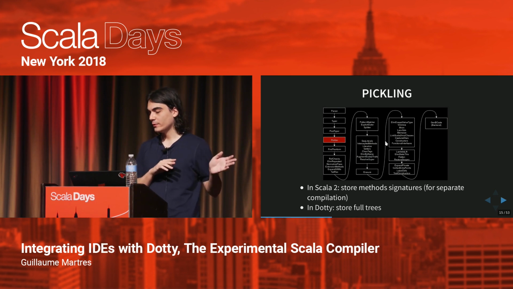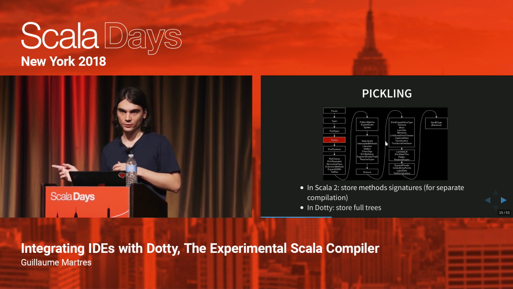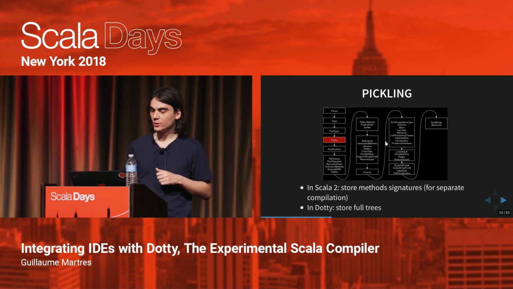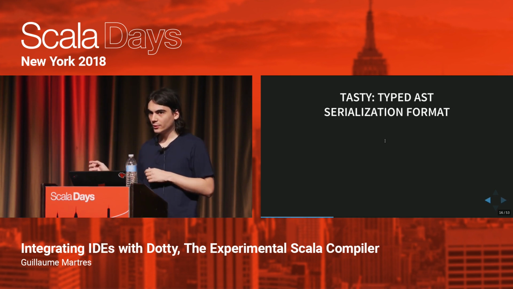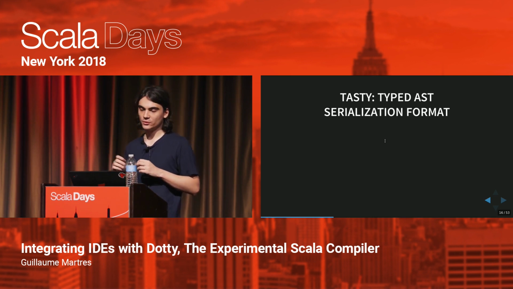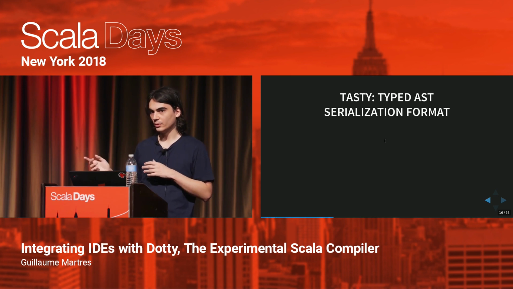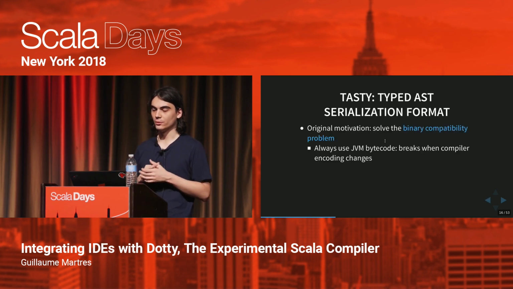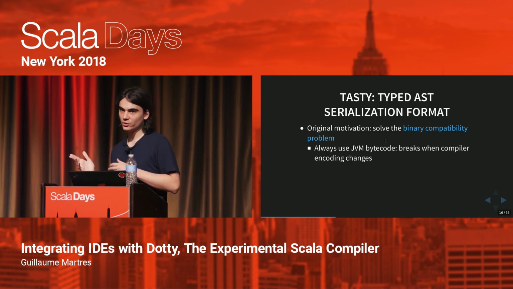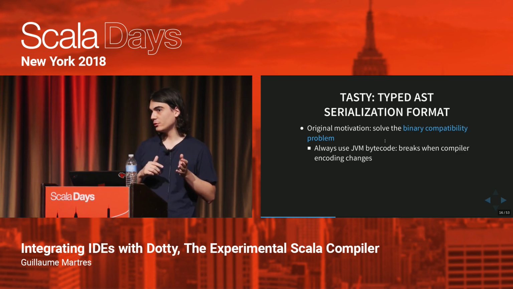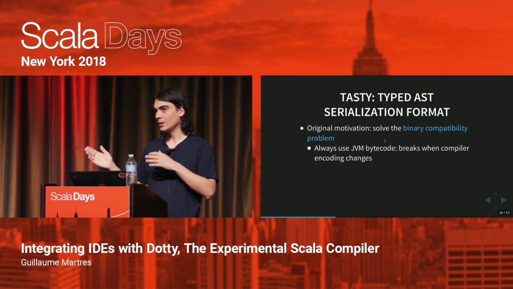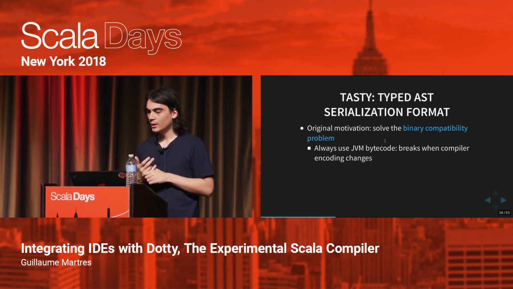Dotty does the same thing, but it goes further. Instead of just storing the method signatures, it stores full trees. And that's what we call tasty, which you've also heard about in the keynote. So to recap, the original motivation of tasty was to solve the binary compat problem. If you always recompile using binary JVM bytecode as your dependencies, then when the compiler changes its encoding, say when in 2.12 the trait encoding was changed, you couldn't reuse 2.11 classes in your 2.12 projects because they're just completely different encodings.